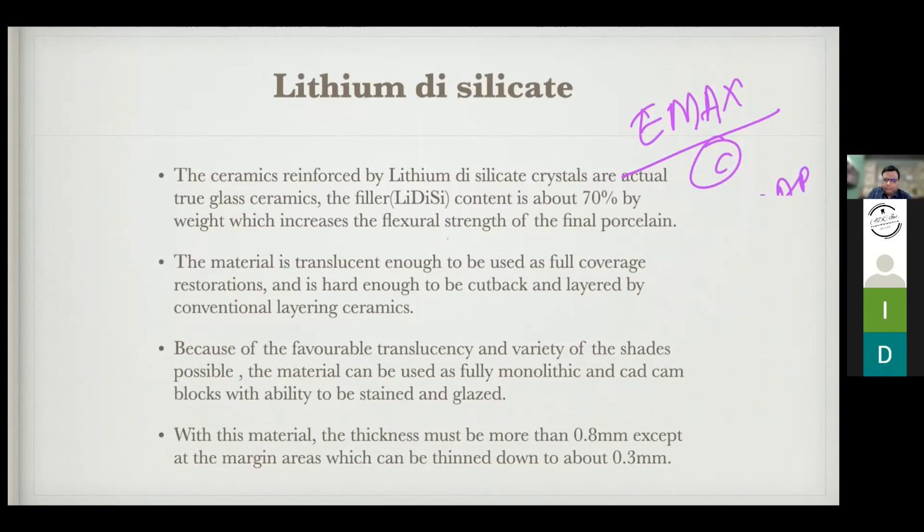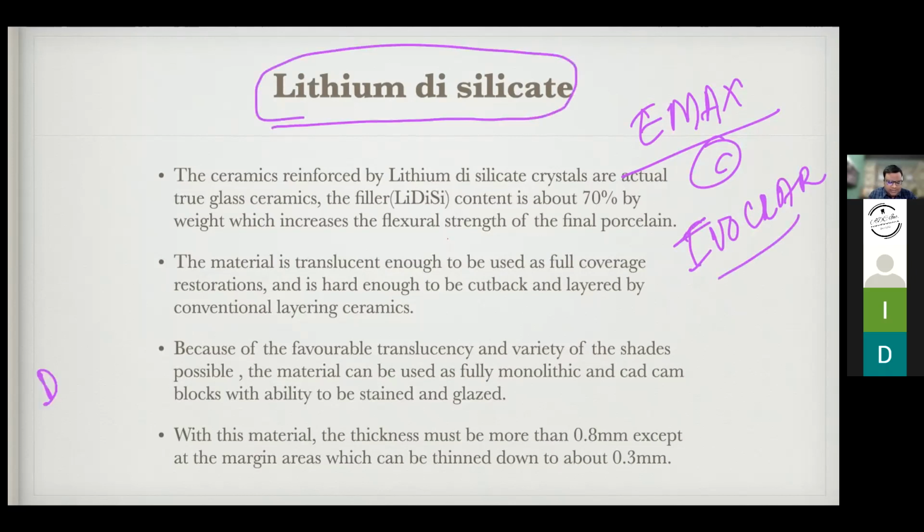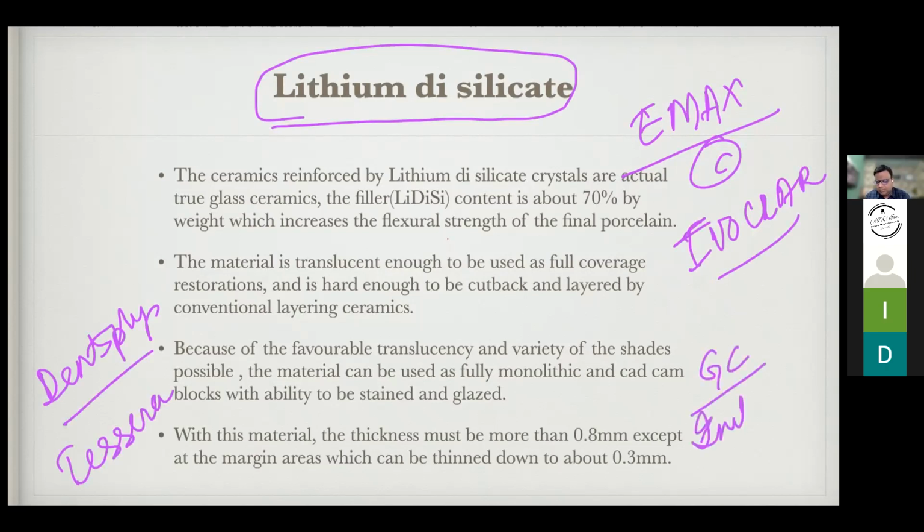Ivoclar, the company, has a copyright, and that was called Emax. Now the copyright is no longer there over the molecule, and there are other companies also who are making materials with lithium disilicate. Similarly, Dentsply is coming up with a material called Tessera, which is reinforced lithium disilicate, so lithium disilicate with higher strength. And you have GC, who makes GC Initial, which is also lithium disilicate as a molecule.